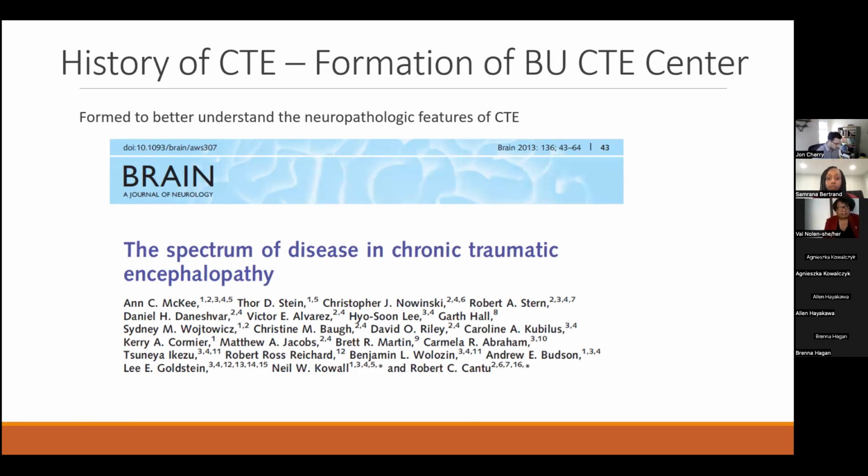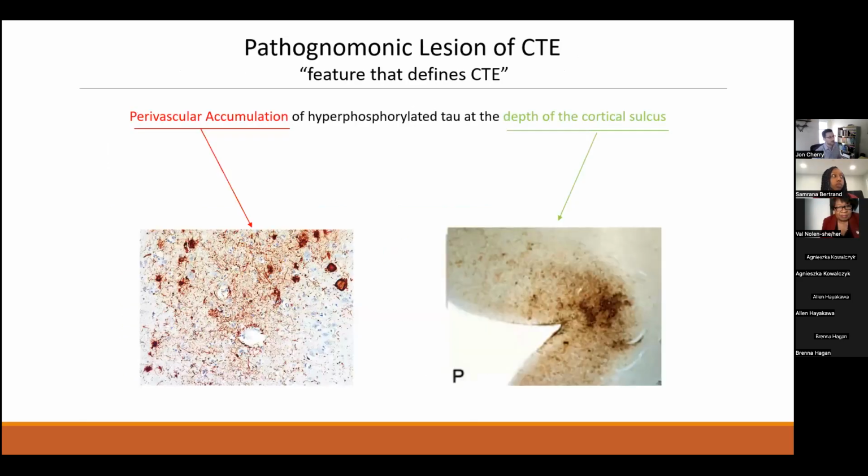And they could establish some very important features that we use today, and it lets us understand what the disease is. So it's important to say, even now, you can't diagnose CTE in someone alive. A diagnosis of CTE can only happen when someone passes away and their brain is donated and a neuropathologist looks at it. And what you find in someone who has CTE is called the pathognomonic lesion. It's the lesion or the feature that defines the disease. And that is the perivascular accumulation of hyperphosphorylated tau at the depth of the cortical sulcus.